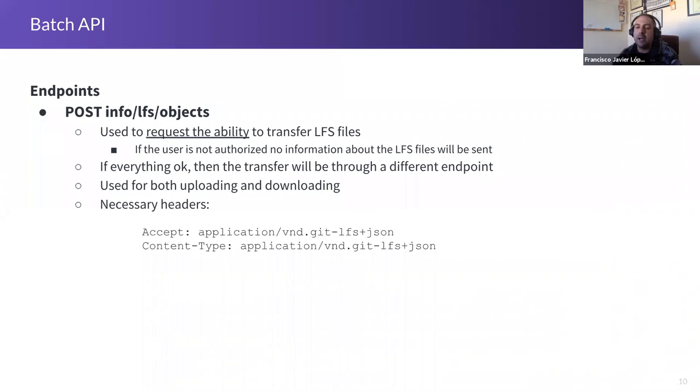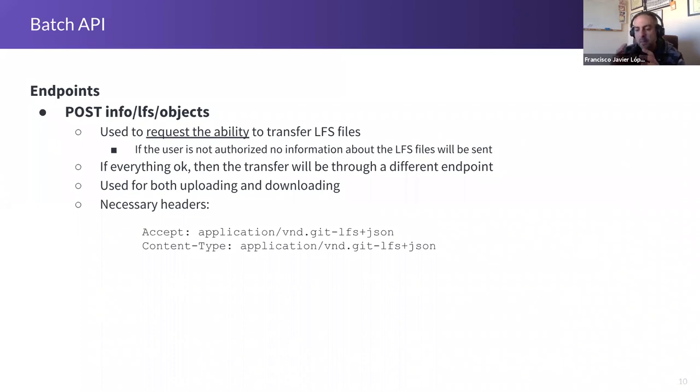Okay. Git LFS defines two main APIs. One is the batch API, used to handle objects, to handle binary files, and the other one is the file locking API, used only for locks. Okay, so one interesting thing in this endpoint is that it is used only to request the ability to get information about LFS files. Okay, it's very important, the concept of requesting the ability. If the user is not authorized, of course, no information about the LFS files will be sent. If everything is okay, in the response, we will have some information about where we can find the LFS file.